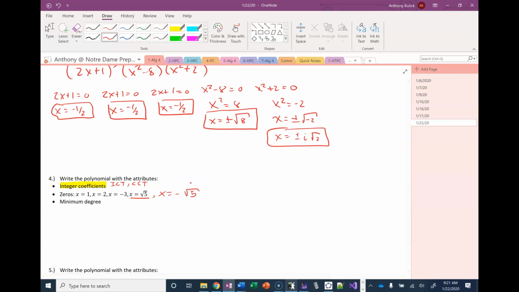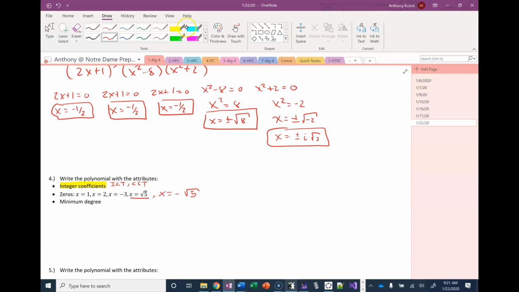The complex conjugates theorem says something similar. It says a polynomial with integer coefficients has imaginary solutions if and only if the imaginary solutions occur in conjugate pairs. Do I have any imaginary solutions on this list? No, right? Because there's nothing with an i in it. So that doesn't matter to us.